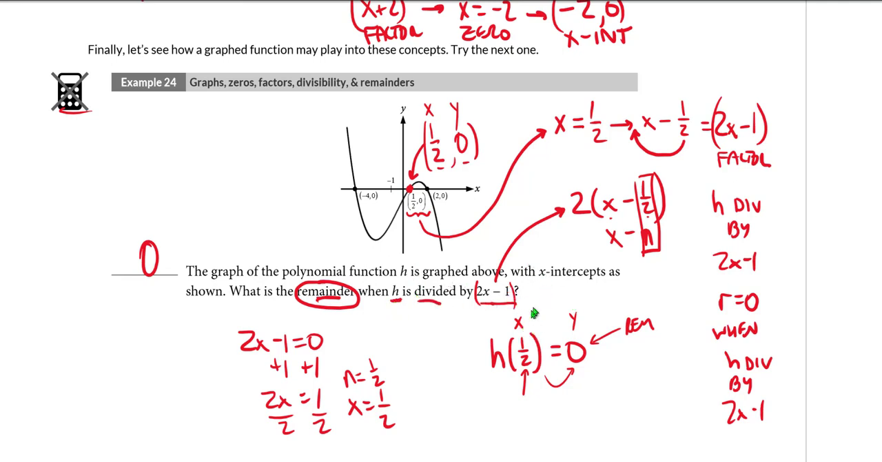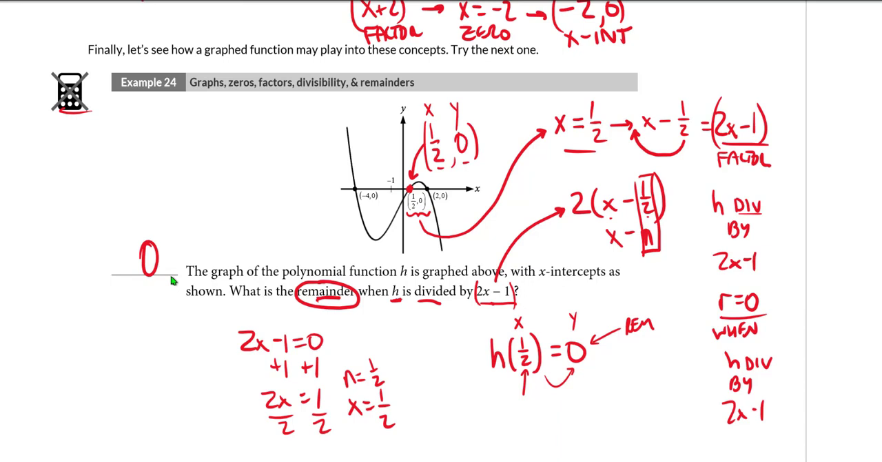So you can do this in either way. There's really no difference between these two ways. They're just a slightly different approach. But again, from your x-intercepts you know your zeros, you know your factors, you know your divisibility, you know your remainders. So the remainder is 0 on number 24 here. That is how zeros and factors and divisibility and remainders relate.